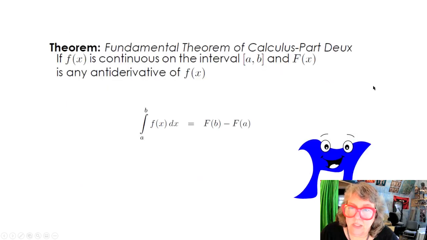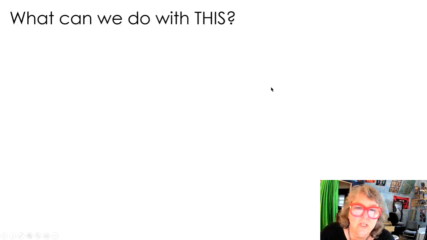I now know that the integral from a to b of f of x dx is equal to big F of b minus big F of a, where big F is any antiderivative of little f of x. Now, any antiderivative means we could say whatever we came up with, plus 5 or plus 7 or minus pi. We tend to just ignore the plus c because it's going to subtract off anyway. So let's look at what we can do with this.